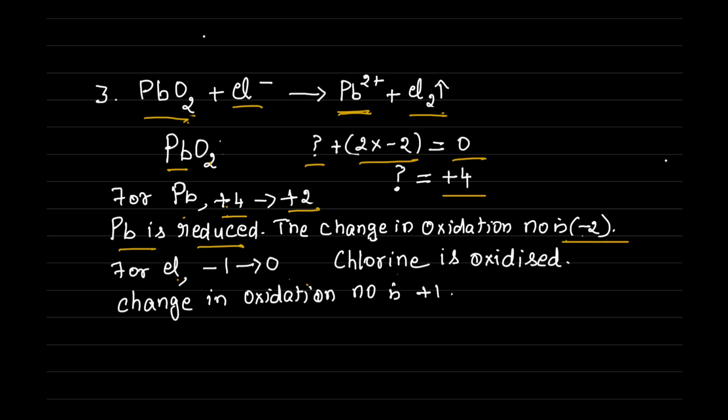Coming to chlorine, the oxidation number of chlorine on the reactant side is -1, and on the product side it is 0 since it is in the free state. Therefore, for chlorine it changes from -1 to 0, or the oxidation number is increased and chlorine is oxidized. The change in oxidation number is +1.